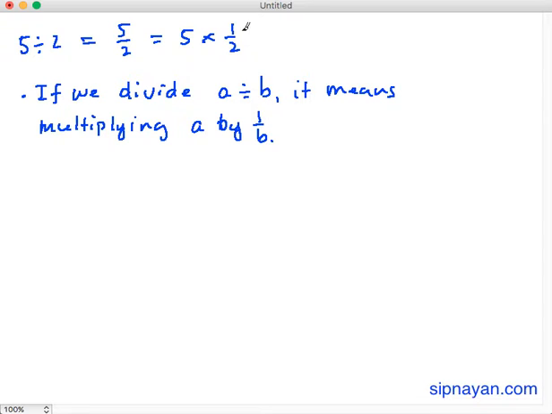Now, 1 half is actually the reciprocal of 2. Ibig sabihin, pag nag-divide tayo ng fraction, instead of dividing it by another fraction, we multiply it by its reciprocal. Let's have our first example.